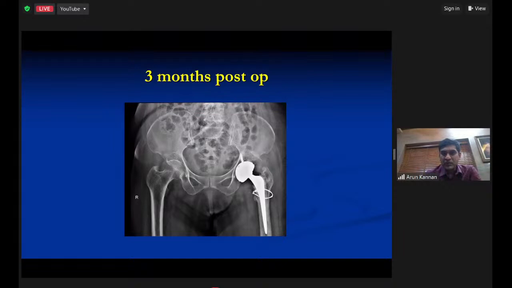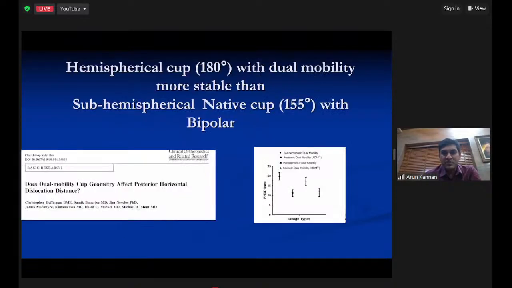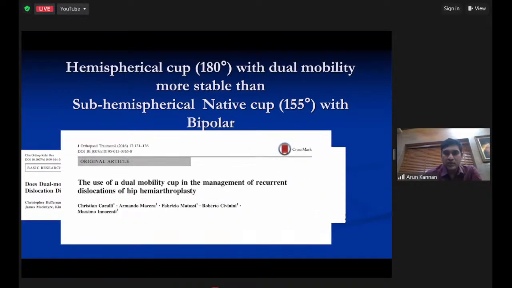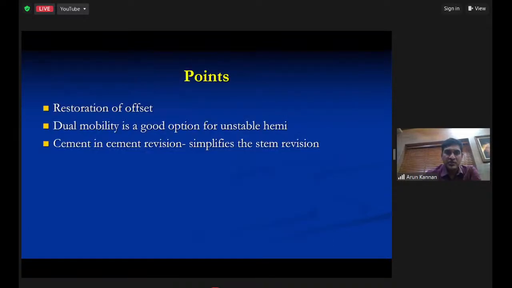Dual mobilities have come up as a good answer for unstable hemis, because they have a hemispherical shell as compared to an anatomical socket, which is subhemispherical. So even though the bipolar articulation is slightly bigger than the dual mobility bearing, a dual mobility seems to be more stable than a bipolar. So that is the first thing I wanted to say: restoration of offset, dual mobility as a good option for an unstable hemi, and cement in cement revision, especially for instability, simplifies the stem side part of the revision.